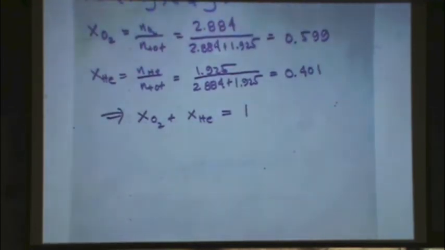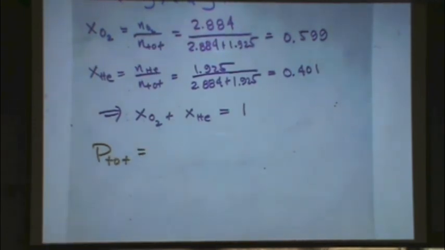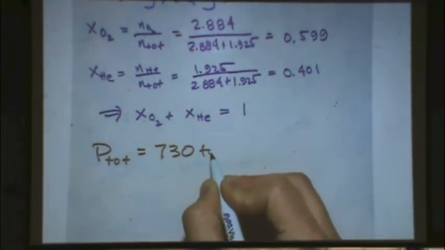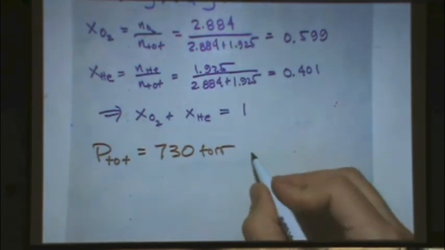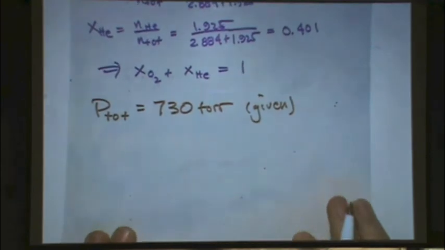Okay, well let's continue. The total pressure, in the previous example I used the ideal gas law to find it, but in this case I don't have that information. Luckily, the problem just tells me what it is. It's 730, and it gives me units of torr. So that's just a given in the problem. Sometimes it's given, or it's atmospheric pressure, which would be 760 torr or 1 atmosphere.